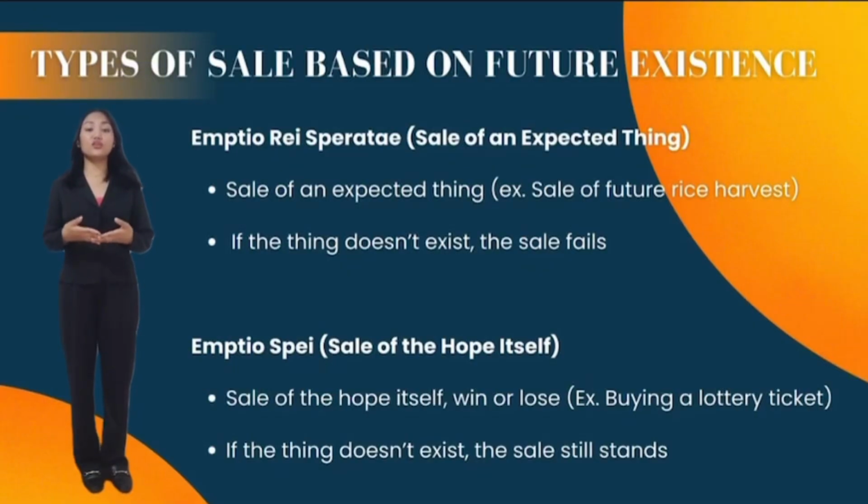There are two ways the law treats these situations. Emptio rei speratae. This is when we sell something expected to exist, like a farmer selling his upcoming harvest.